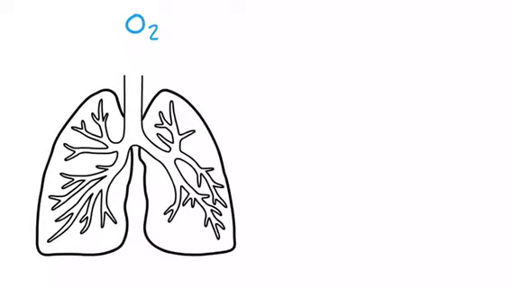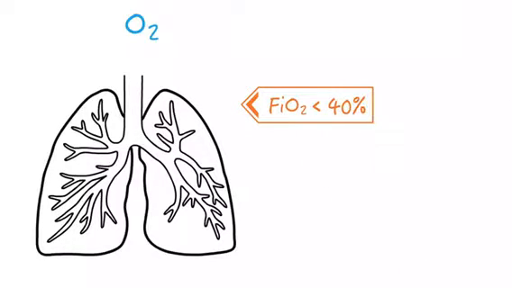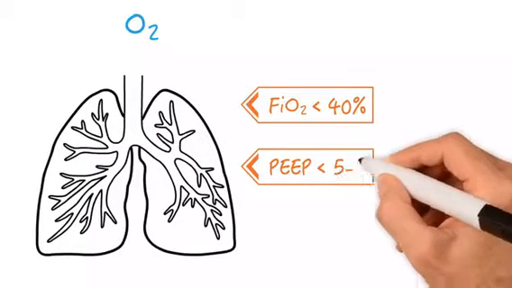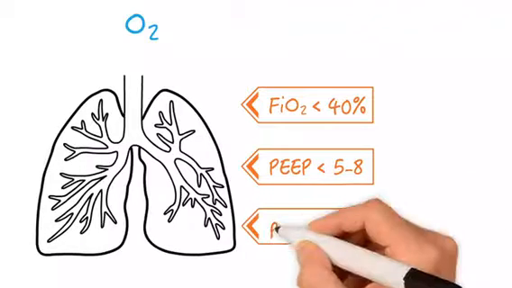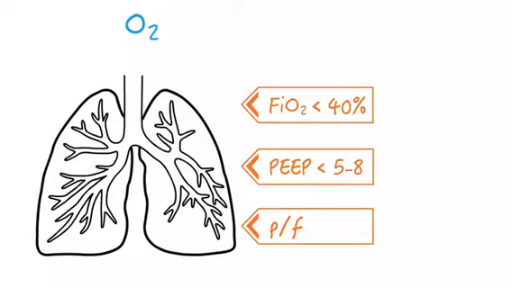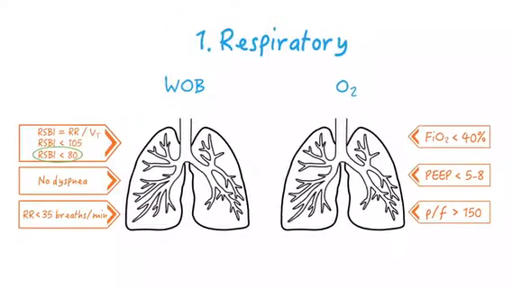Now, in assessing the oxygenation status, the patient should tolerate an FiO2 less than 40% and a PEEP of 5 to 8 or less. Additionally, if performing an ABG to assess the oxygenation status, the clinician can calculate the PF ratio. Generally, a PF ratio of greater than 150 on 40% of oxygen or less is acceptable.